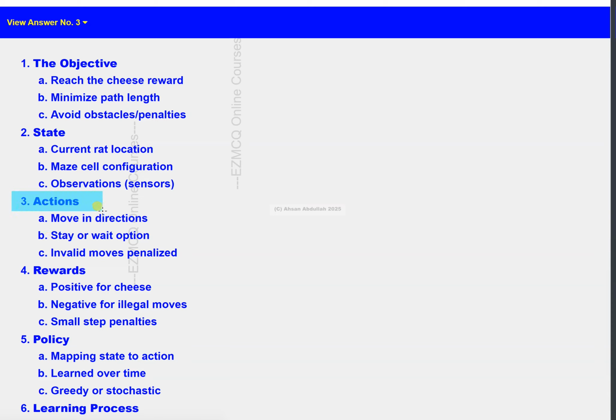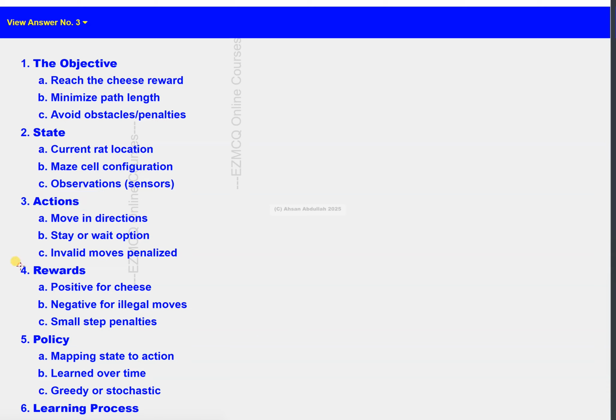So what are the actions? Are the possible moves the agent can take in a state? Usually there are four directions: up, down, left, and right. Some formulations of the state allow stay, or they also penalize illegal moves like trying to go through a wall. So these actions and transitions take the agent to a new state, which then ultimately yields a reward.